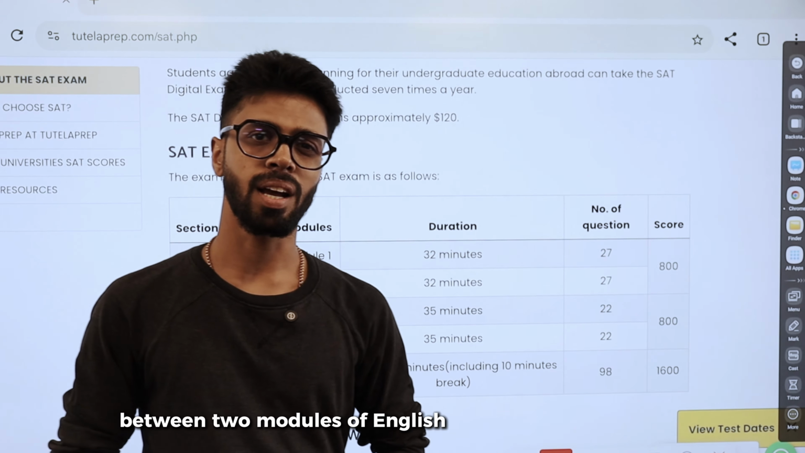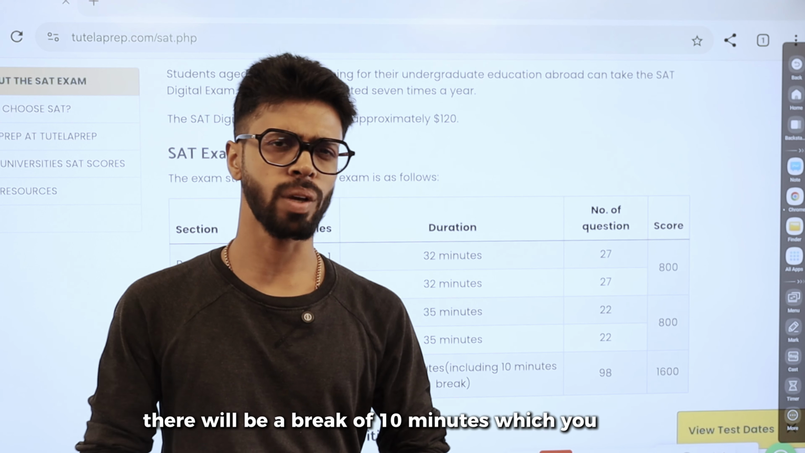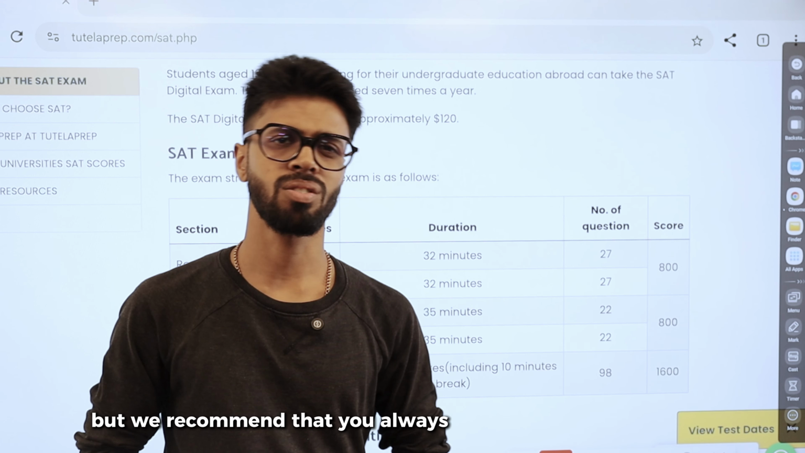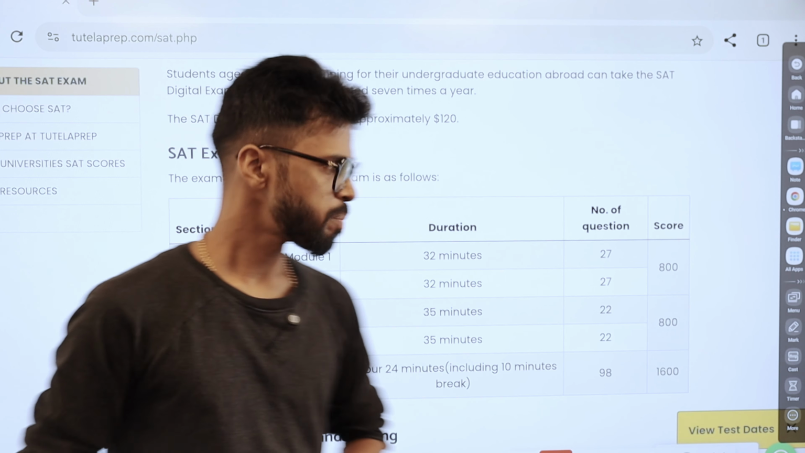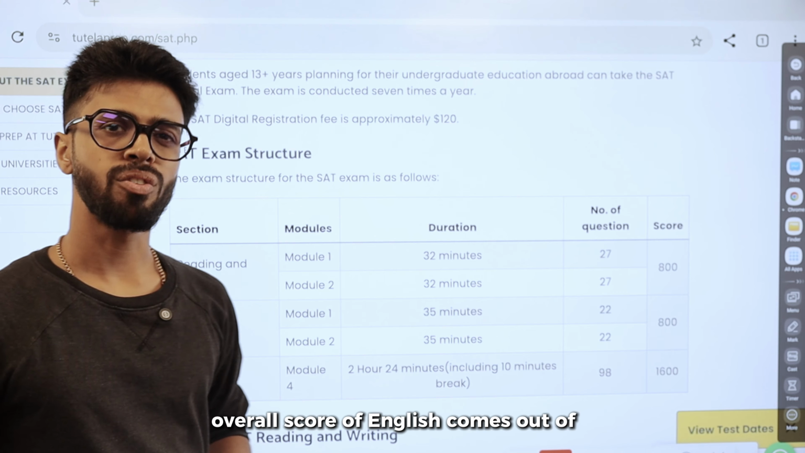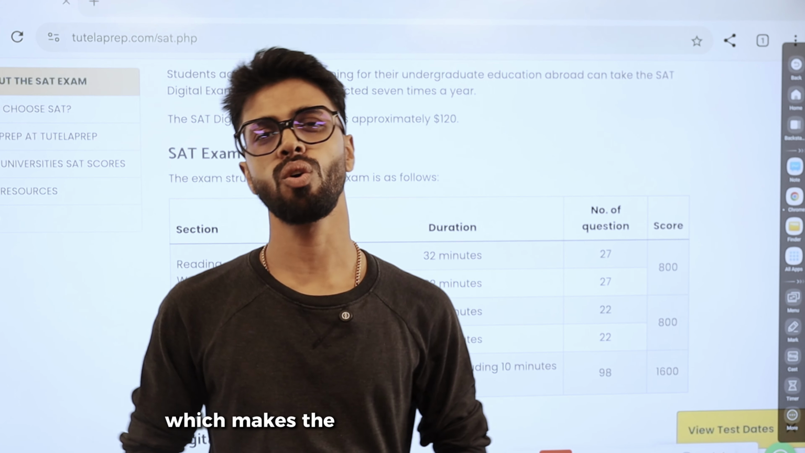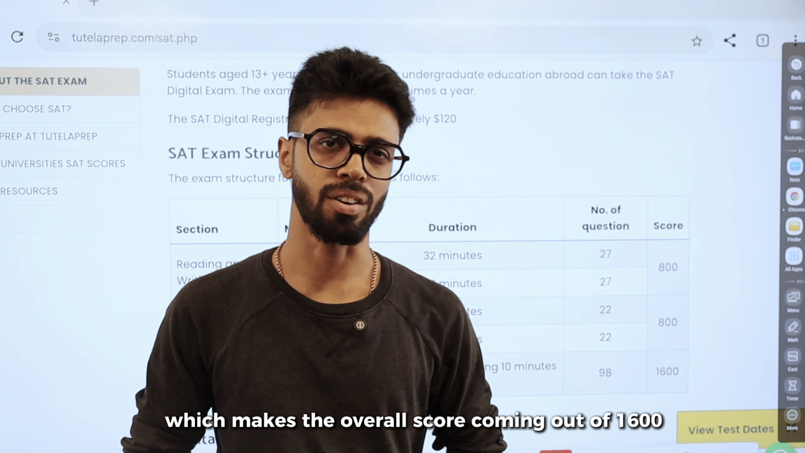Between the two modules of English and the two modules of math, there will be a break of 10 minutes, which you can skip, but we recommend that you always take those 10 minutes break. The overall score of English comes out of 800 and likewise math also comes out of 800, which makes the overall score come out of 1600.